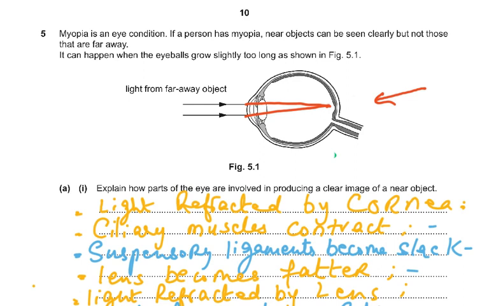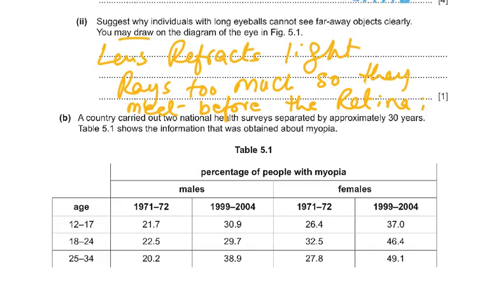Then coming to the B part of the question. A country carried out two national health surveys, separated by approximately 30 years. Table 5.1 shows the information that was obtained about myopia. Age 12 to 17, males: they were 21.7, now they are 30.9. In the females, they were 26.4, they are 37.